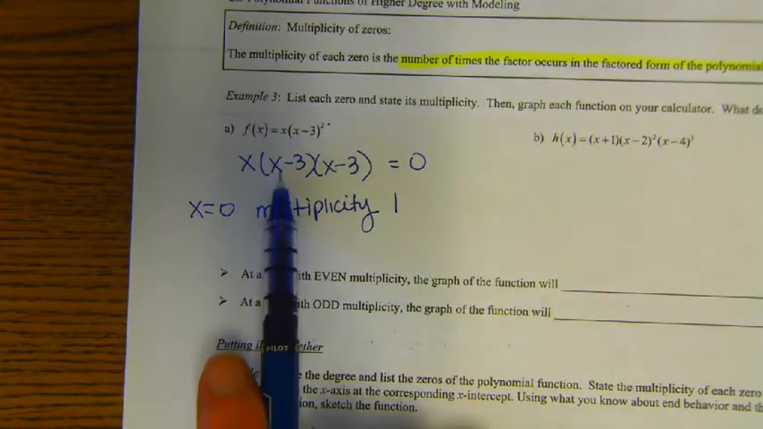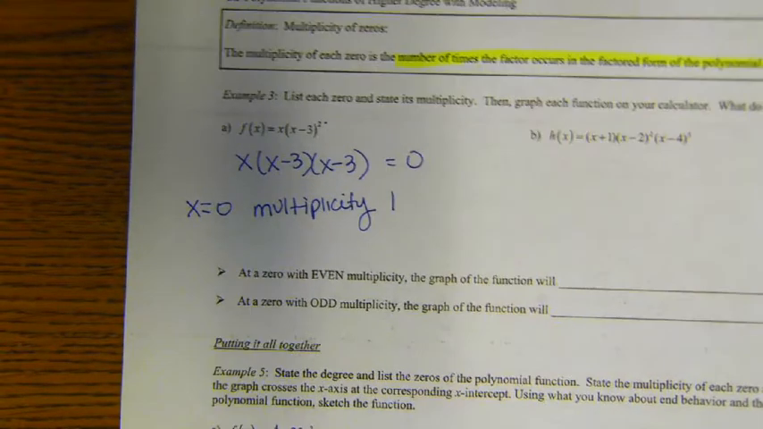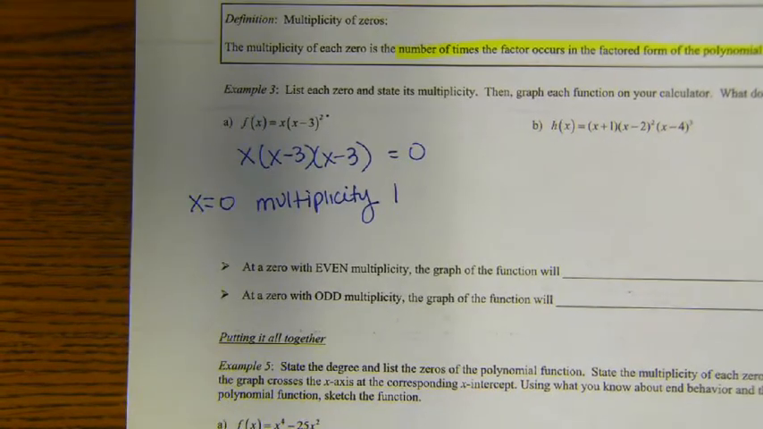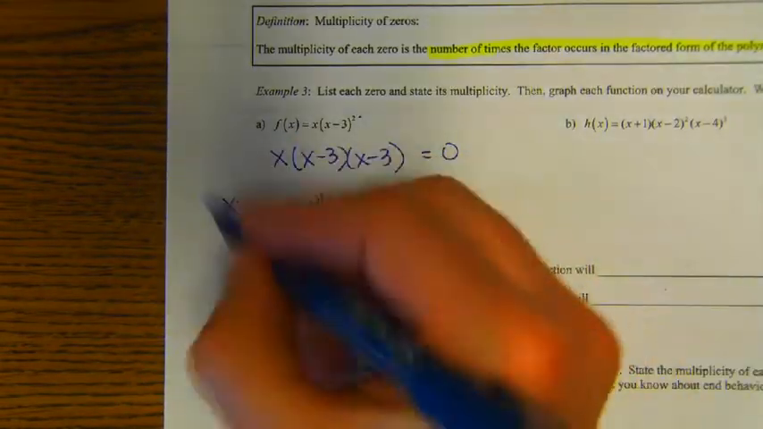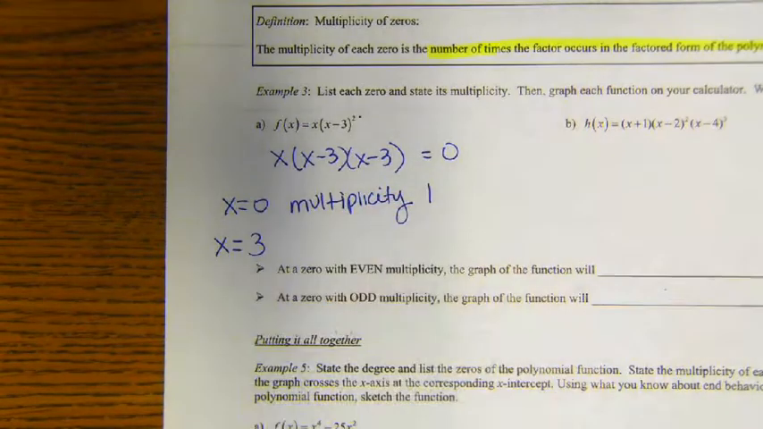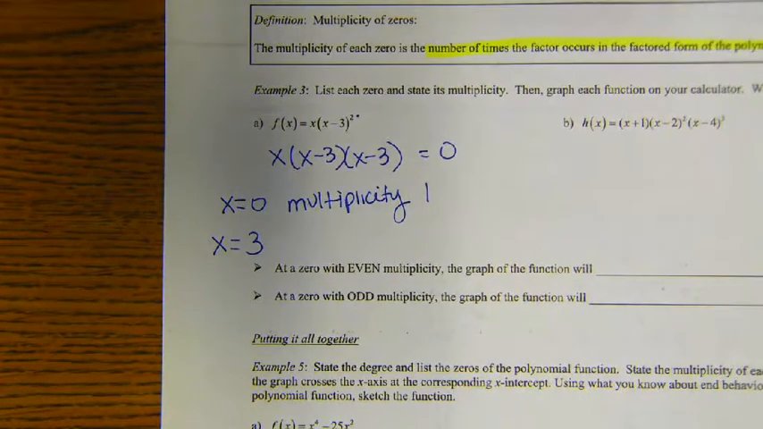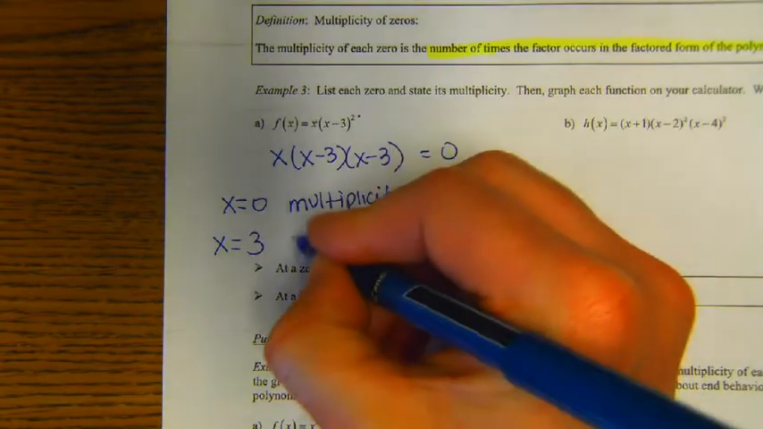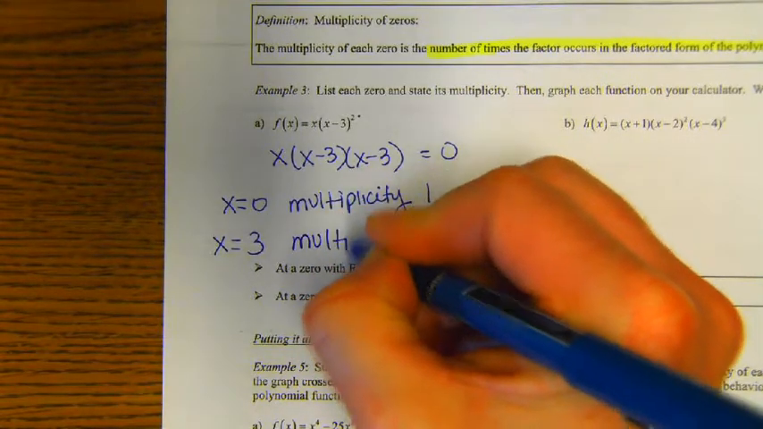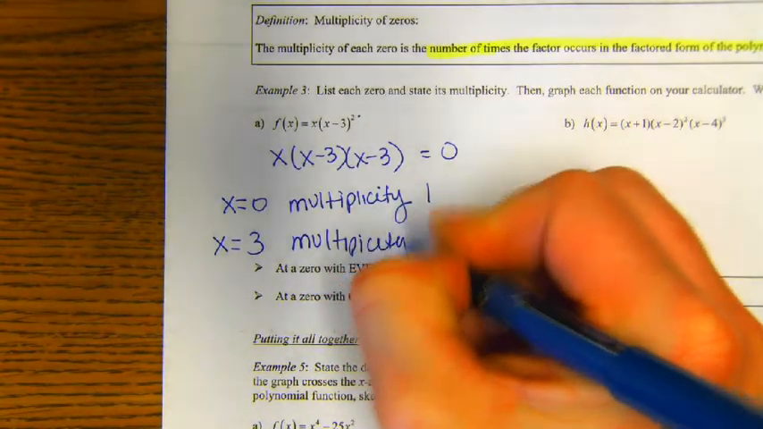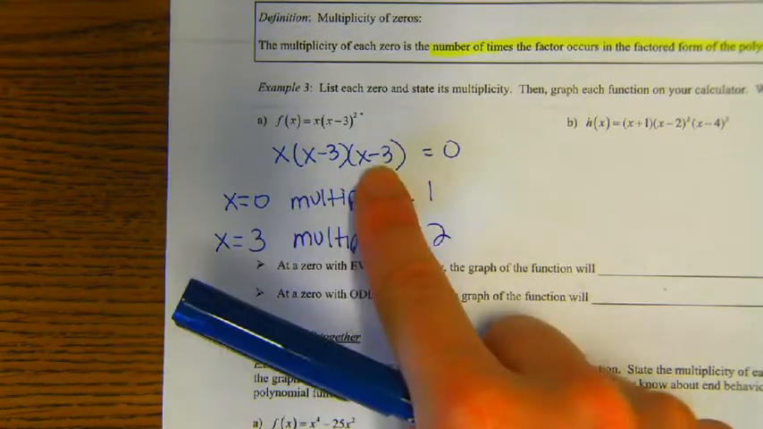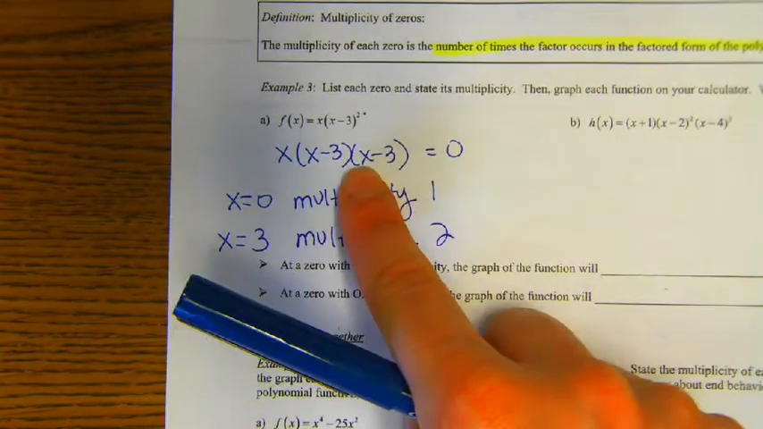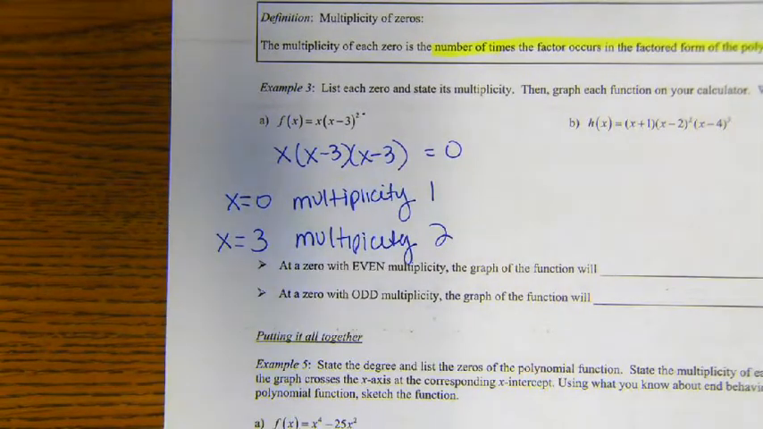But when I solve this, x minus 3 equals 0, what would the 0 be? Good. Positive 3. How many factors of that do you see? 2. So I would say multiplicity of 2. You don't have to write it out this way, but sometimes that helps them because they're like, oh yeah, I see it multiple times. How many times do I see that factor?